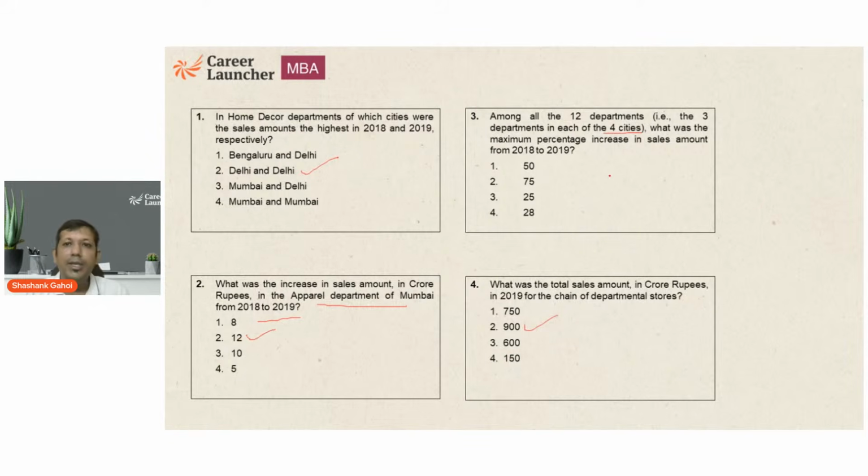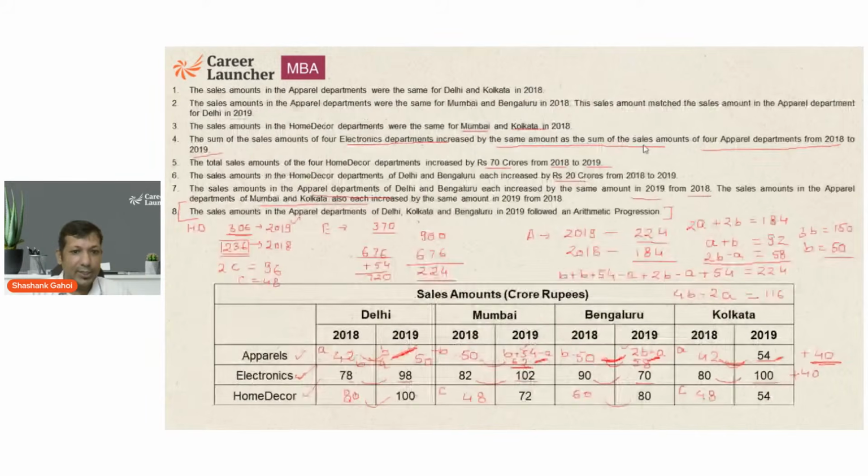Now let's look: in 12 departments, what is the highest percentage increase? So 42 to 50, it's around 20%. 50 to 62, around 20%. 50 to 58, less than 20%. This is close to 25%. Again, 25%. There is a decrement. This is 25%, and this is 25%.